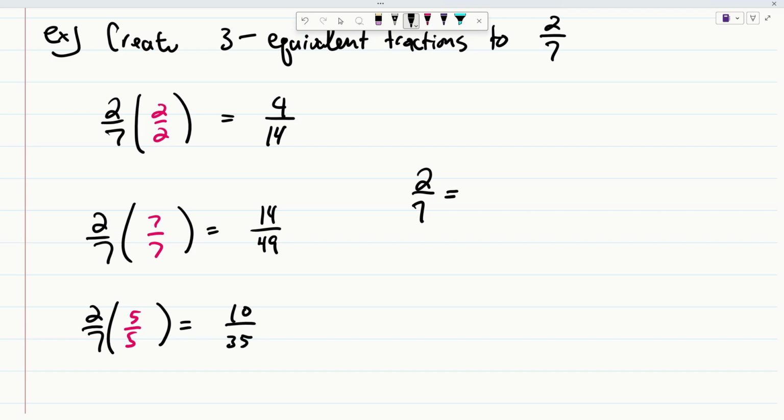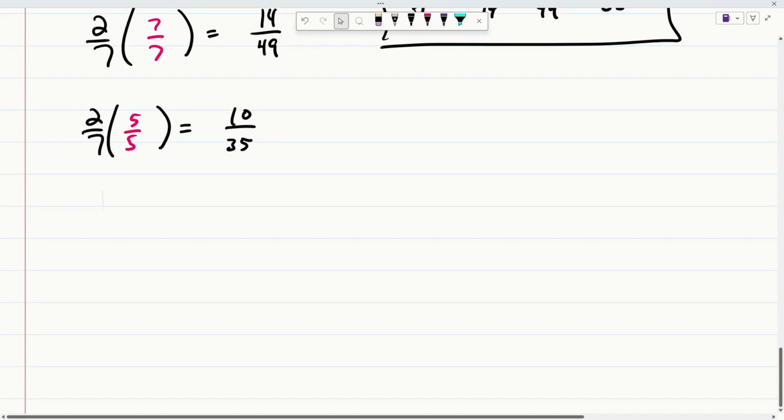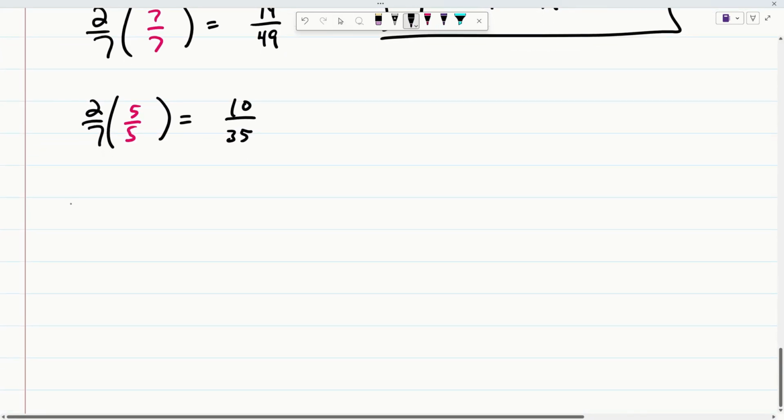But at the end of the day, here's what we know. 2/7 is equal to 4/14, which is equal to 14/49, which is also equal to 10/35. All right? So all these things are equal to each other. And we got that by understanding how to build equivalent fractions. The next thing I want to go over is my favorite concept.